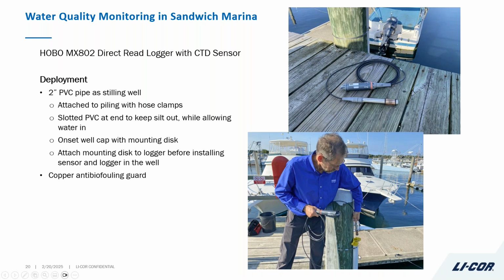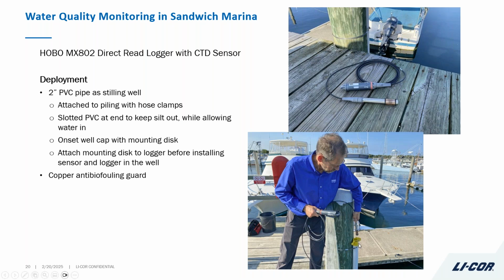And I made a stilling well that I mounted to the piling on the dock. If you look closely, I used hose clamps to attach the stilling well to the piling, and I used slotted PVC at the end of the PVC pipe to allow the water in, but to keep the silt and the other crud out of the stilling well. That's a common challenge, to keep that silt out, and we recommend slotted PVC that has very fine slots, the kind of slots that are so thin that you can't see light through them. They're just enough to allow the water through.